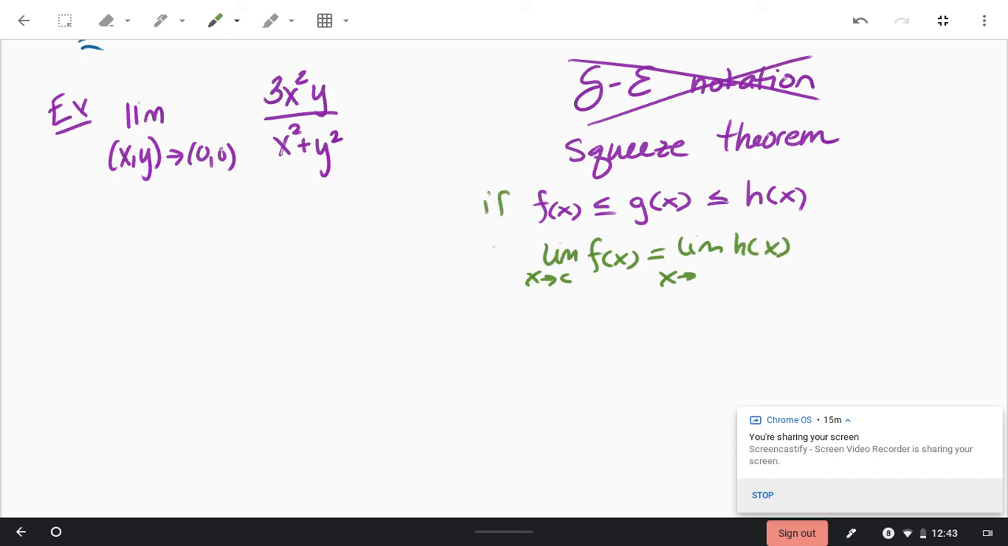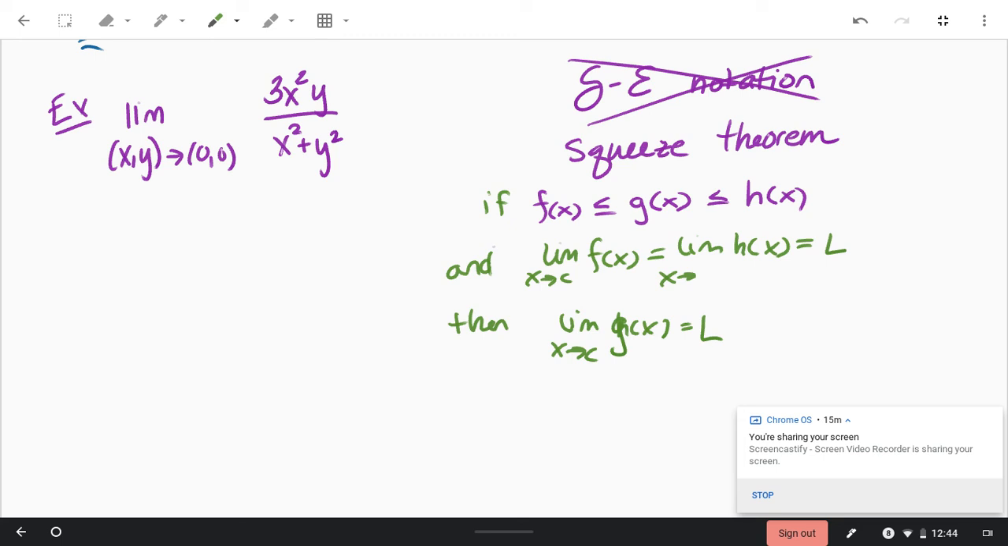and let's say that equals L, then the limit as x goes to c of g of x, the one in the middle, is also L. So what you do here is you kind of isolate a piece that you can find is always between like 1 and -1, or even 0 and 1.